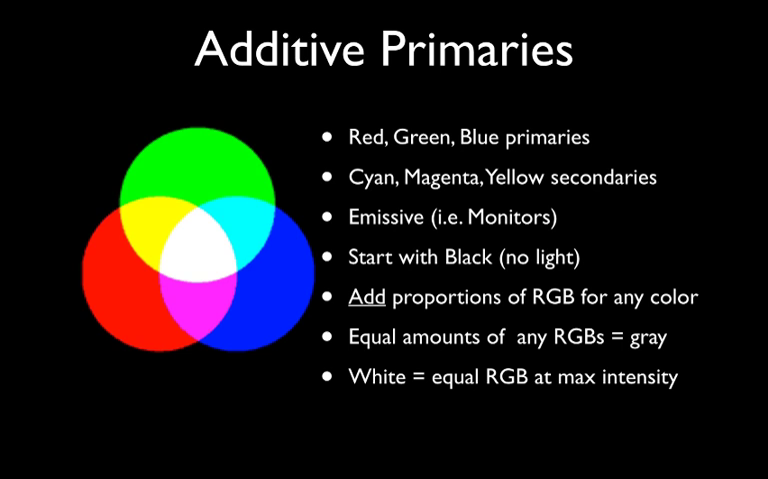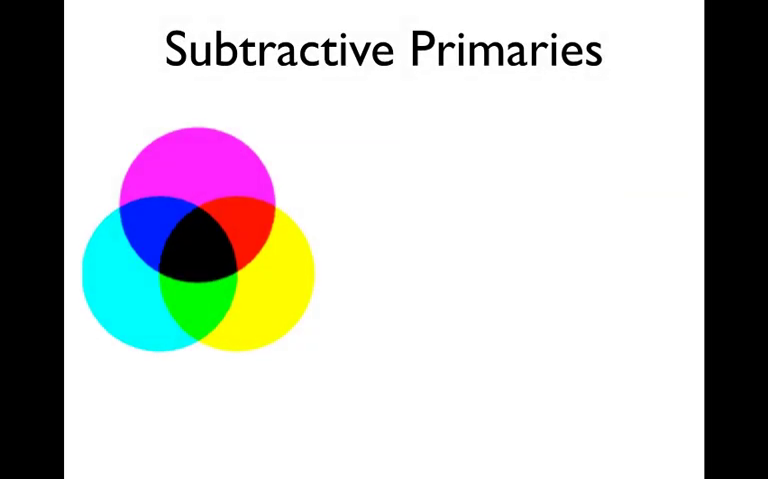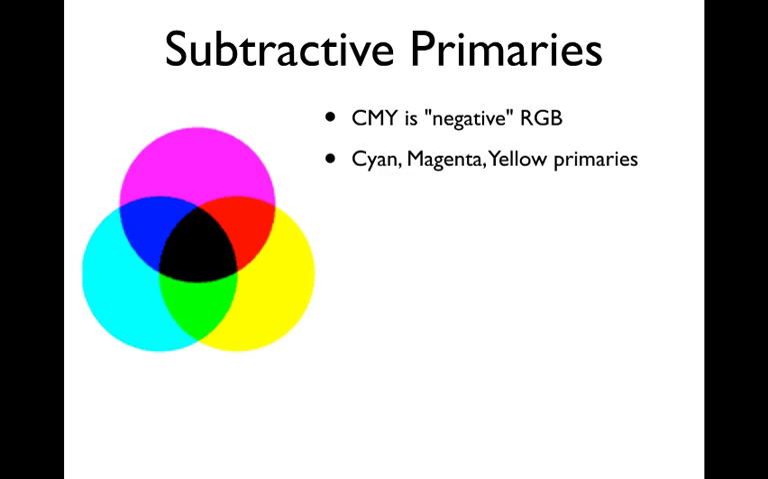And again, white is equal amounts of RGB at the maximum intensity. We've already talked about how black is. So the subtractive primaries, which in a sense are the negative of the additive primaries. In the case of subtractive primaries, it is CMY: cyan, magenta, and yellow. I'm going to leave K out for just a second. And again, in this case, cyan, magenta, and yellow are the primaries. You can think of these as ink on paper.